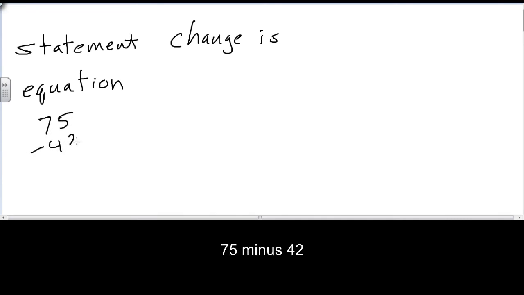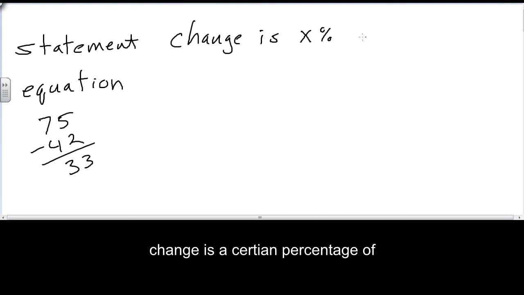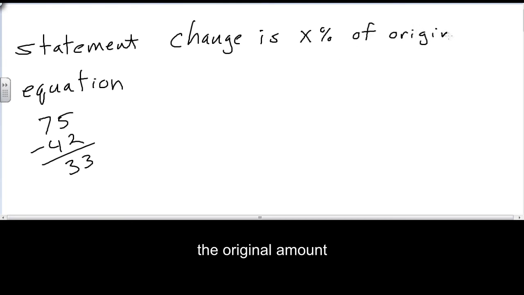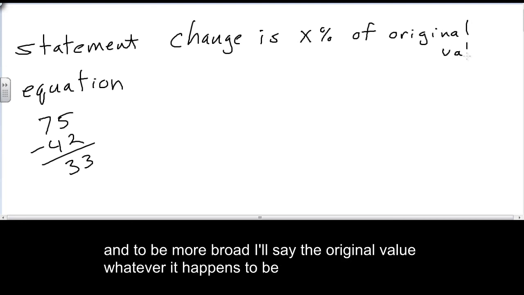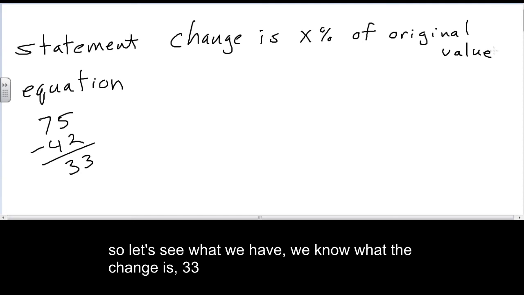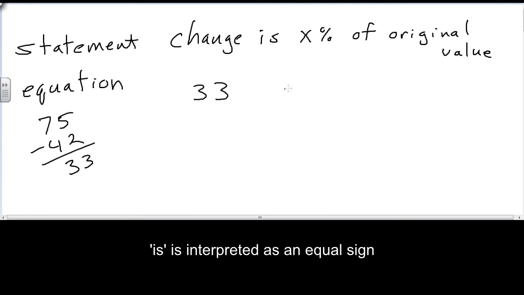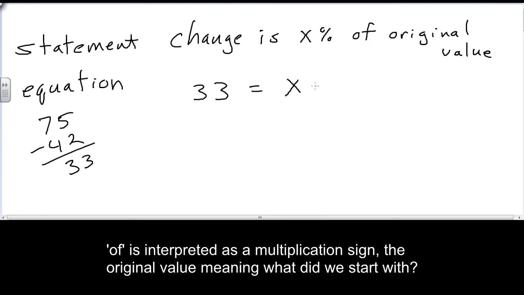Change is 75 minus 42 degrees. So we have a change of 33 degrees. Change is a certain percentage of the original amount. And to be more broad, I'll say the original value, whatever it happens to be. So let's see what we have. We know what the change is, 33. Is interpreted as an equal sign. X we don't know, so I'll leave it as X. Of is interpreted as a multiplication sign.